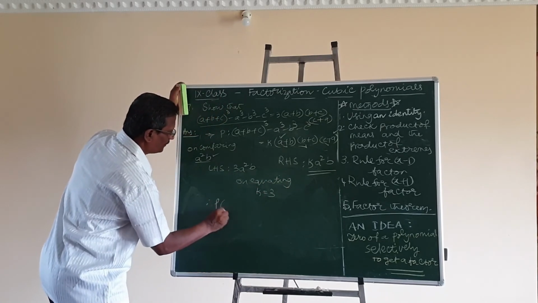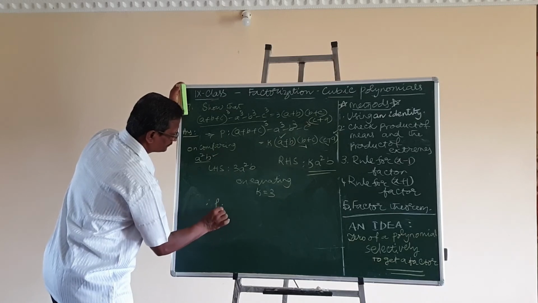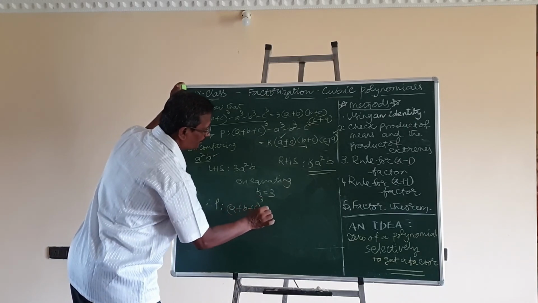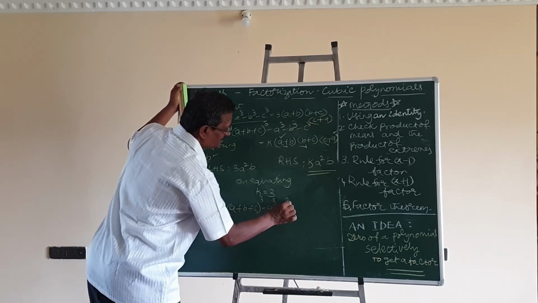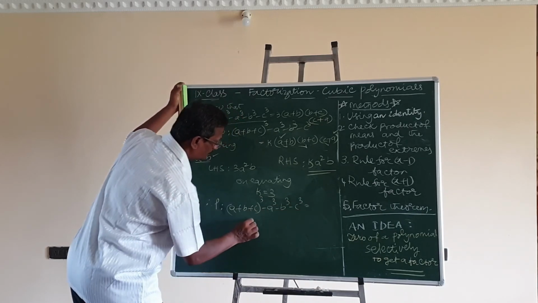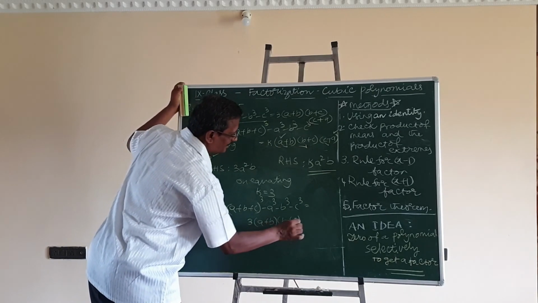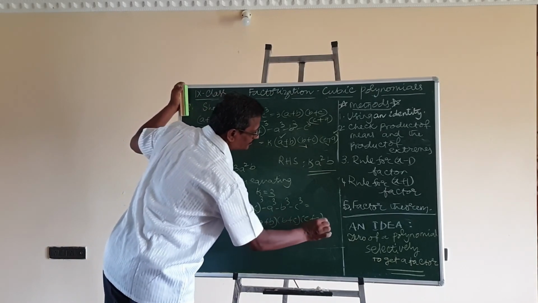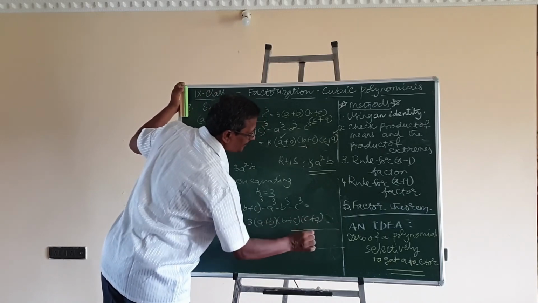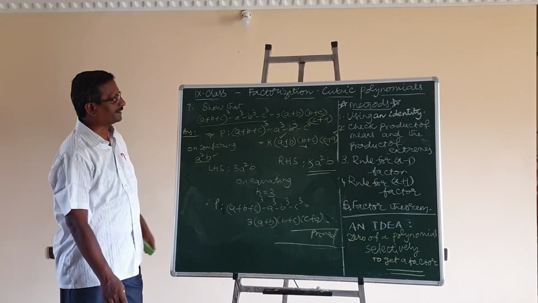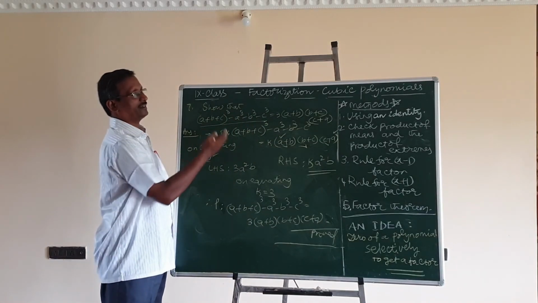Therefore, the polynomial a plus b plus c whole cube minus a cube minus b cube minus c cube is equal to 3 into a plus b into b plus c into c plus a. Answer, or we can say proved. This is cyclic polynomial factorization.